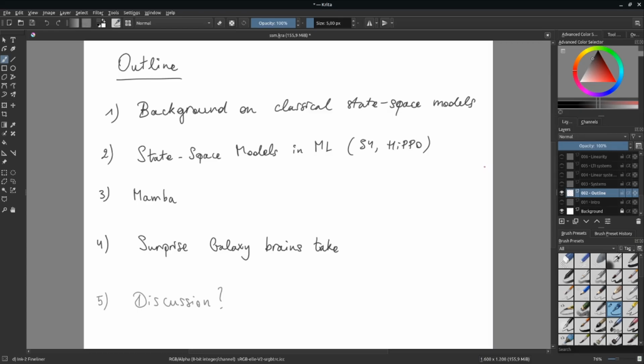And then the fourth part, I promise it won't be too long, but while reading the Mamba paper, I had some honestly Galaxy Brain takes, and I thought it was too funny not to include in this. Also, I saw people wishing to discuss more of the details of the paper. So if people want to discuss, we can try that.